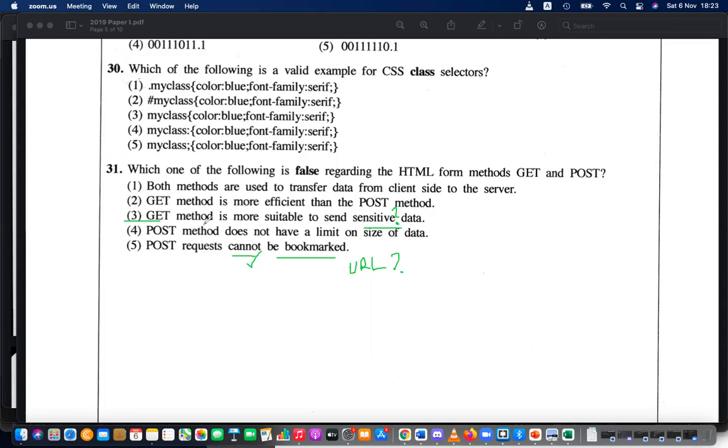So the wrong statement is that GET is more suitable for sending sensitive data. That is wrong, and the wrong one is the correct answer here because they're asking about the false statement. So 3 is the answer. Okay, you have answered both questions. Good. So let's move to the next set of questions now.